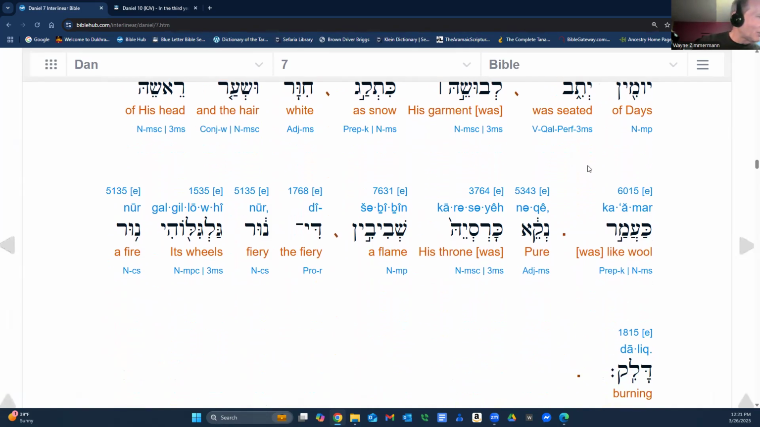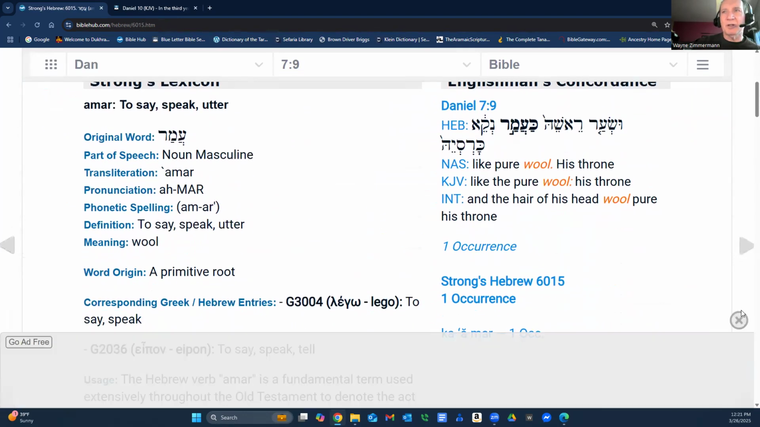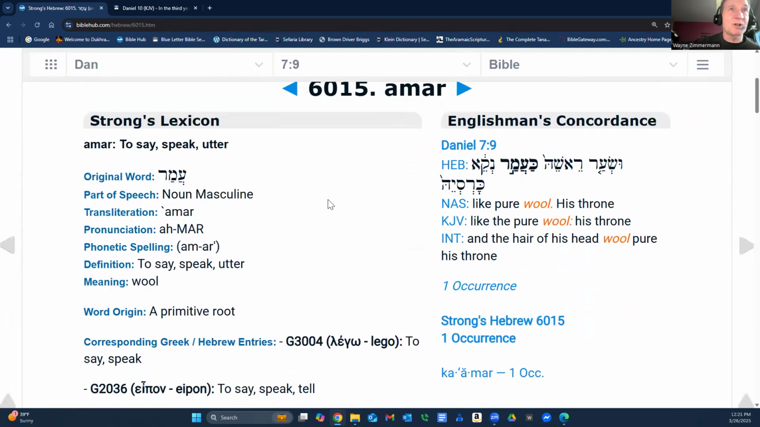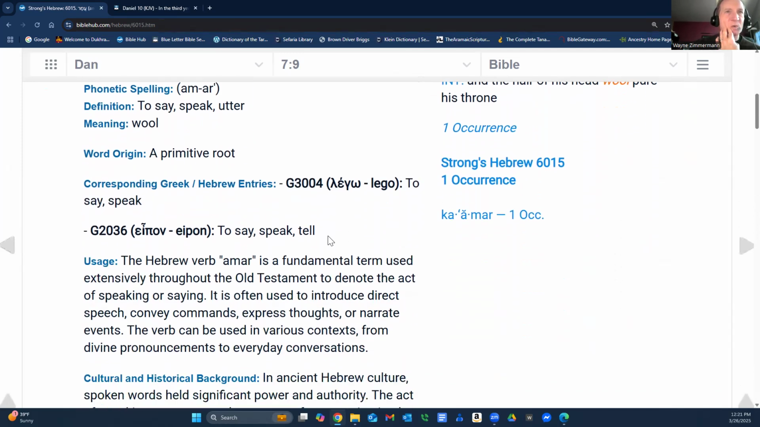So let's just take a look at this word for wool here, and it is the word in Aramaic called amar, which is very interesting to me because it is the same word used for speech and for utterances. And here's what it basically says: to speak or to utter is the definition, but the meaning is wool. So right away, this causes a lot of curiosity on my part as to how they get a word that is normally associated with speech, as it's spoken of here, and translate it as wool.